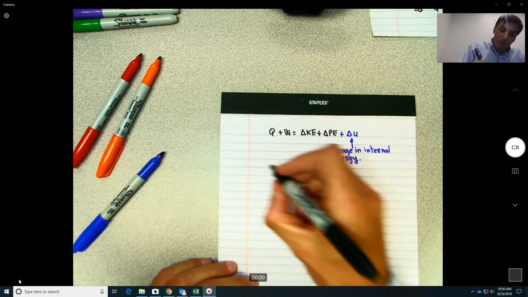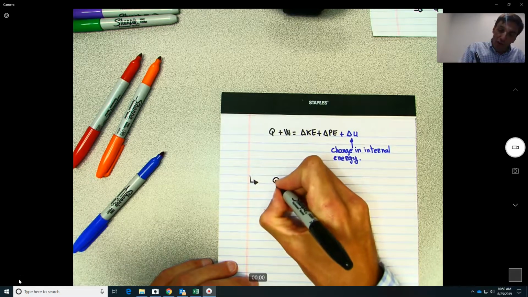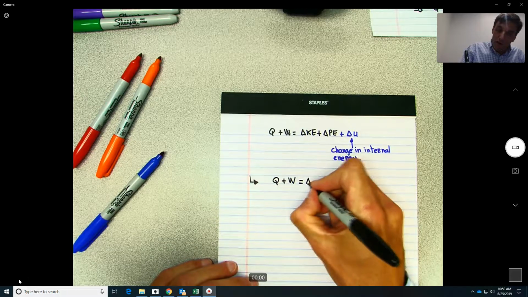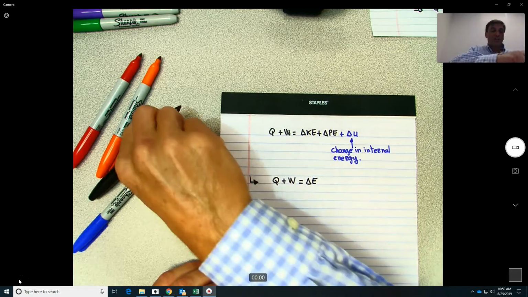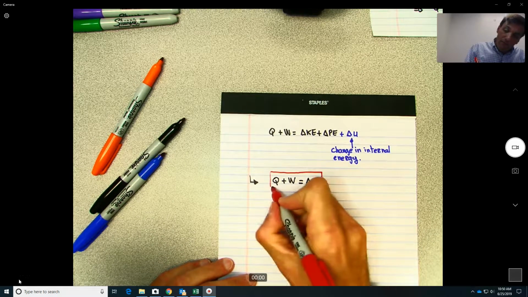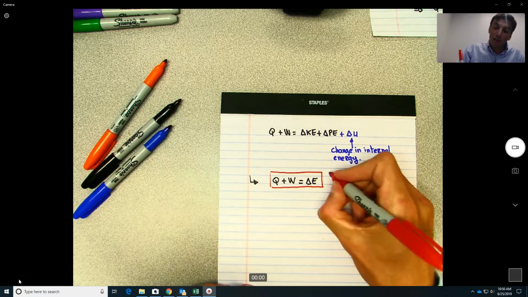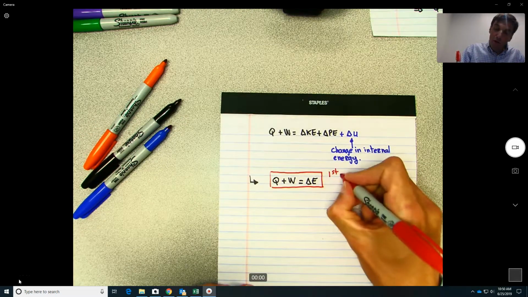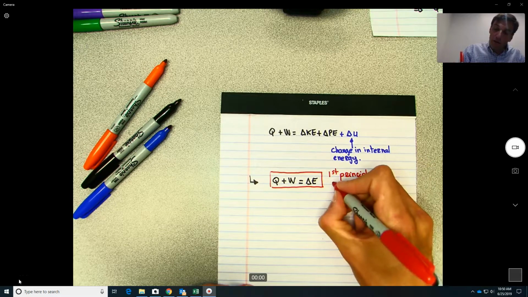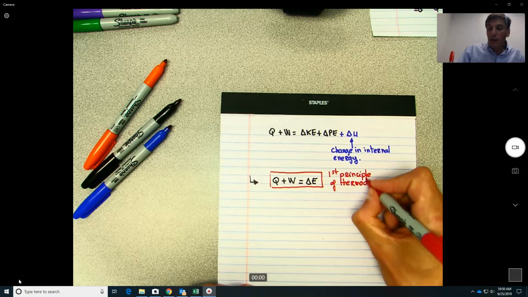So at the end, we can summarize that equation by saying that Q plus work equals the change in energies. I didn't go into too many details, but basically this is the derivation of the first principle of thermodynamics.